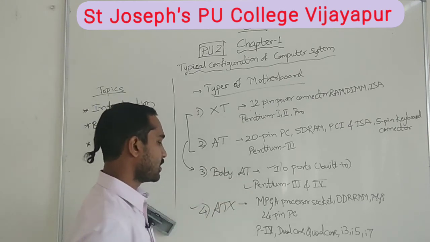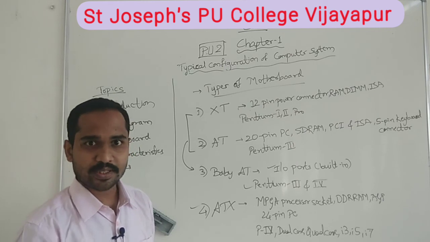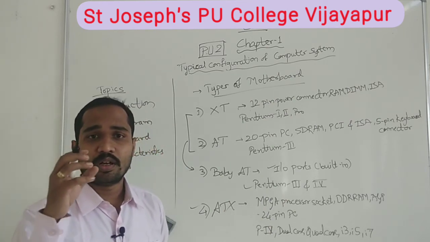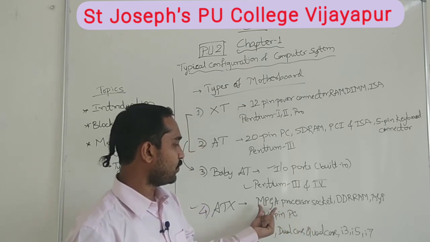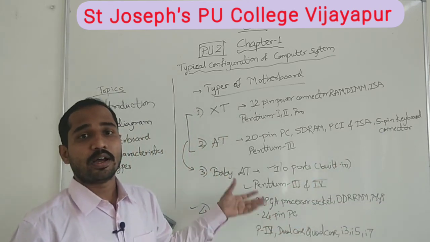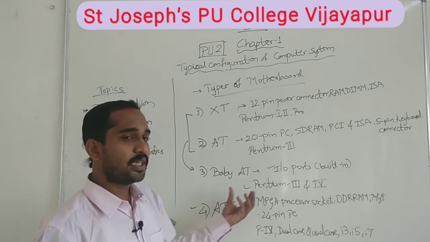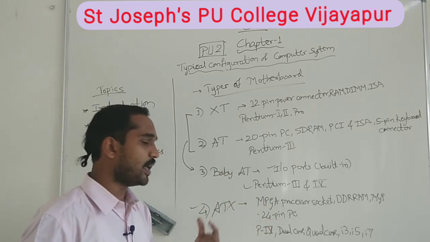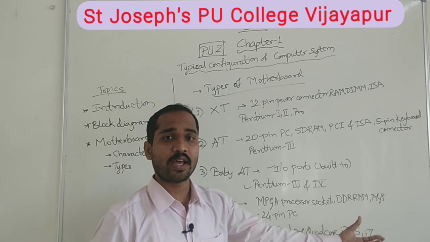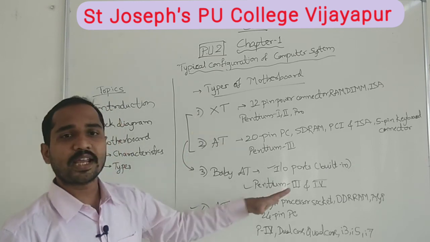And the last one is ATX, Advanced Technology Extended. This is the new motherboard which normally we are using nowadays. It will have a 24-pin power connector and many new slots come into existence. The processor socket will be of the MPGA form, with DDR-RAM and AGP slots. Advanced graphics will also be included in this motherboard, the graphics card and everything. So some new slots are also coming into existence in the ATX motherboard. The Pentium 4 machine, and what we are using now, dual core or quad core or i3, i5, i7 Intel processors, these are all examples of the ATX motherboard. So these are the types of motherboard.